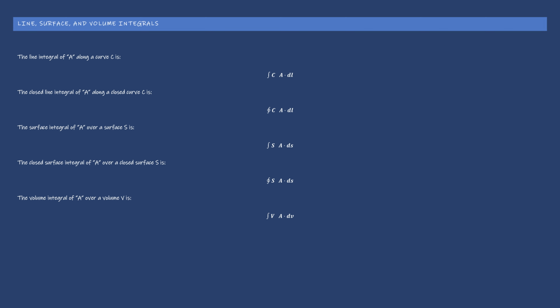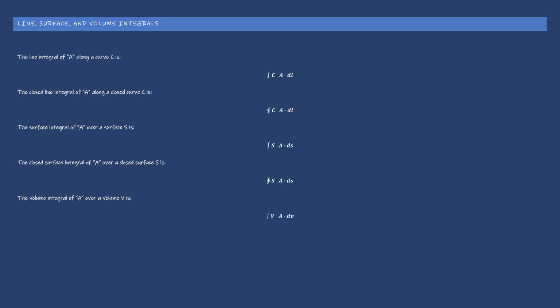If we have a vector field A in space, we can also define line and surface integrals for it. These integrals measure how much the vector field flows along a curve or through a surface. Also, if we have a scalar field B, we can define the volume integral for it, which measures the total value of the scalar field over a given volume.